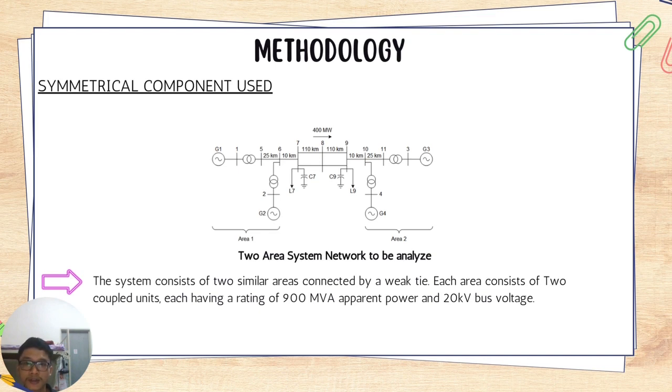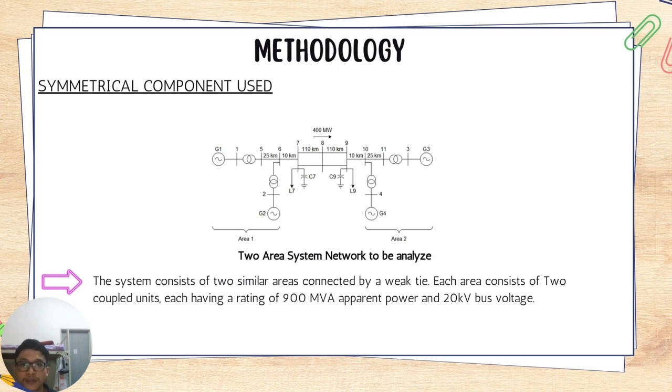The two-area system network consists of generator 1, generator 2, generator 3, and generator 4. Area 1 consists of machine and turbine for machine 1 and machine 2, and area 2 consists of machine 3 and machine 4, turbine and regulator. The rating of bus 1, which is area 1, and bus 2, area 2, is 900 MVA of apparent power, with 20 kilovolts of bus voltage on each bus.